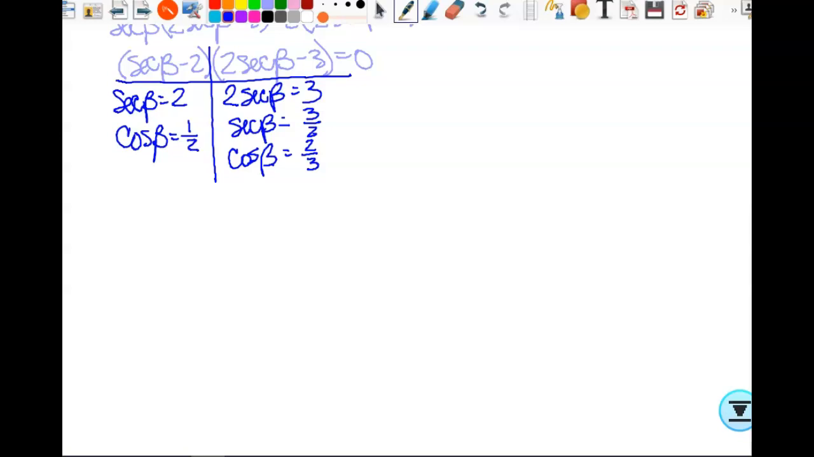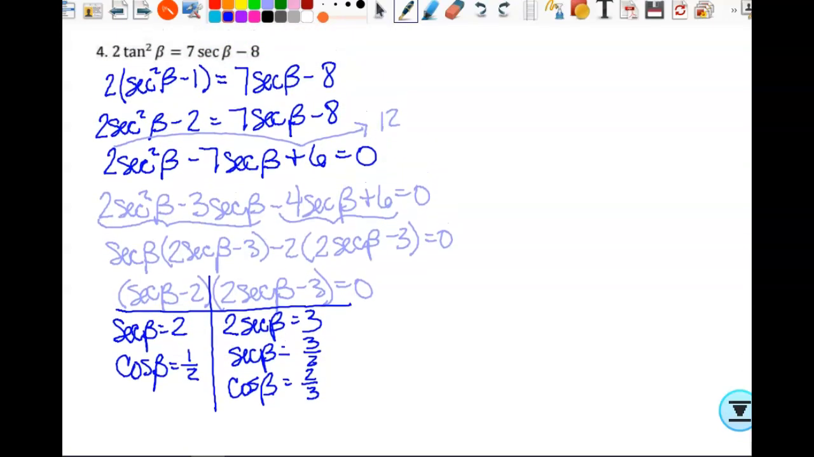Everybody good so far? All right, so I'm going to move up over here. So what I have then is that beta is equal to the cosine inverse of 1/2, and beta is equal to the cosine inverse of 2/3. So in both cases, that's positive, right? And when is cosine positive? First and fourth, good. So that means I'm going to use alpha and 2 pi minus alpha.